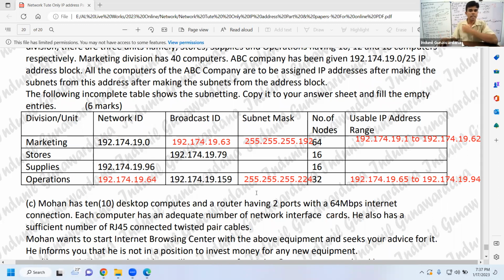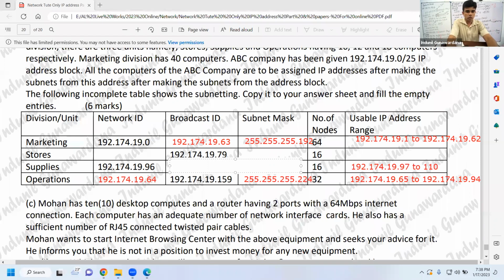Okay, I submitted that in that level. Next, source and supplies. It's going to have supplies or source, you can have anything, both have similar numbers. To maintain the same values, I'll just go for 192.174.19, supplies is going to be 97. I'll write 97 to 110. Then the broadcast is going to be one more than that.